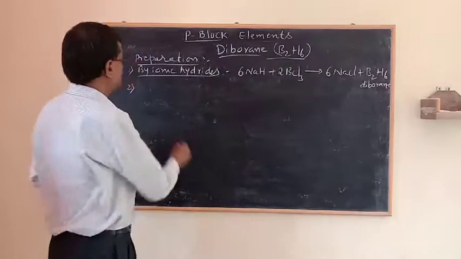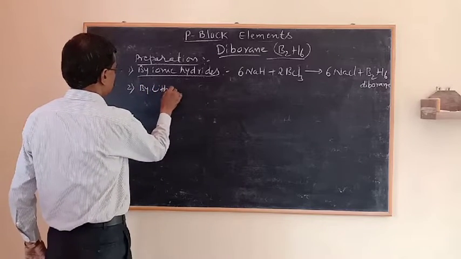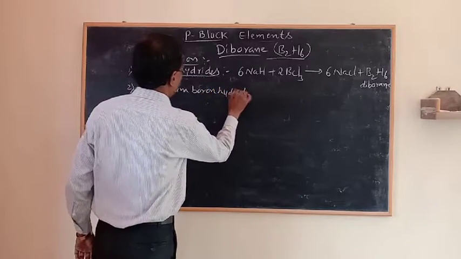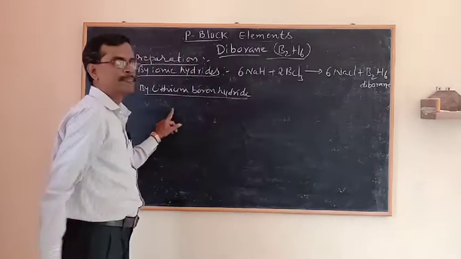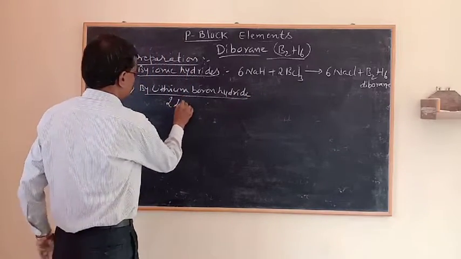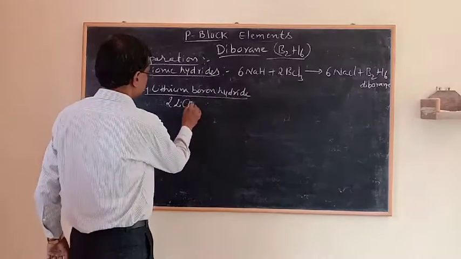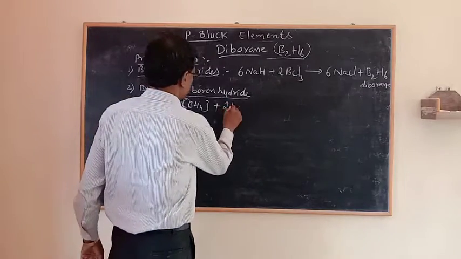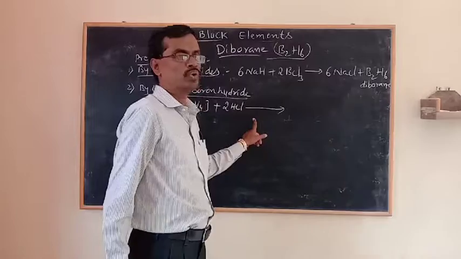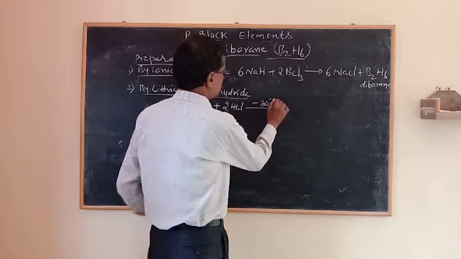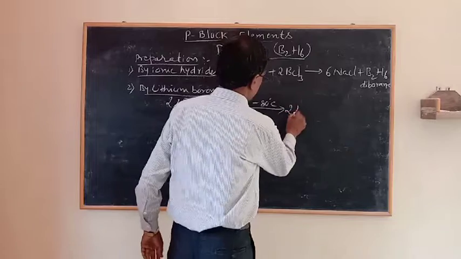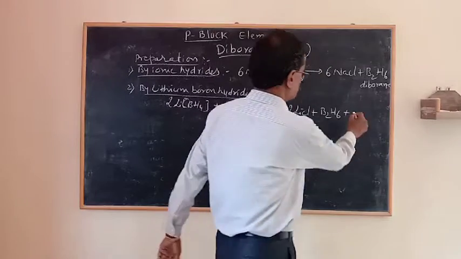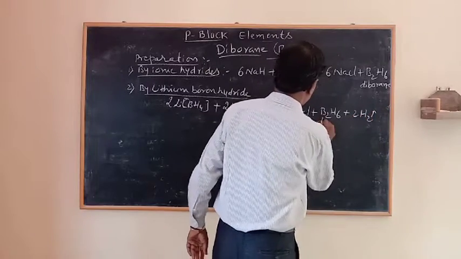In the second method, by using lithium borohydride, when lithium borohydride reacts with 2 HCl at a very low temperature of minus 80 degrees Celsius, it forms the compounds 2 LiCl plus the expected compound B2H6 plus 2H2. So this is the diborane.